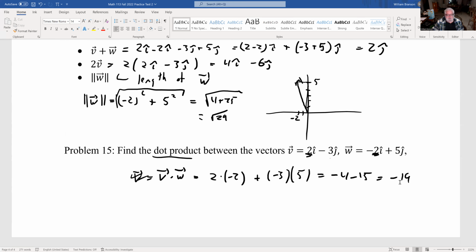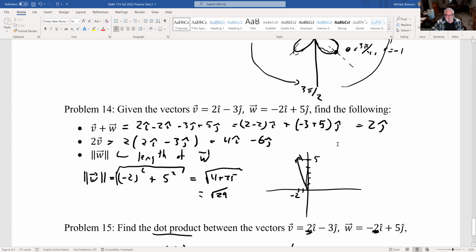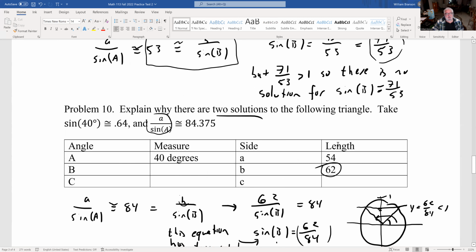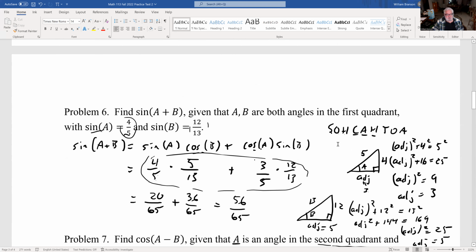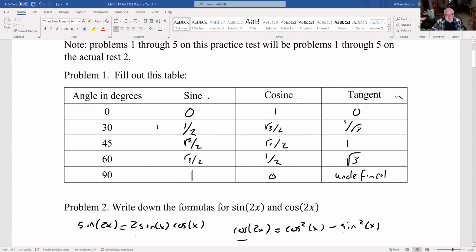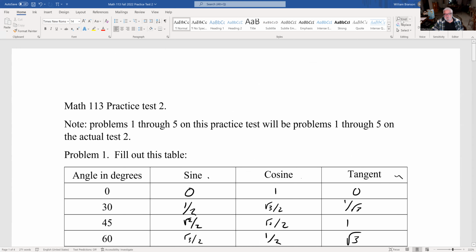So the test will be very similar to this, but there'll be different numbers and things, but pretty much along these lines. So if you're okay with this, you should be pretty good for the test. Remember that these first 5 problems are going to be the same ones. It's just some memorization. So make sure that you get those things memorized.